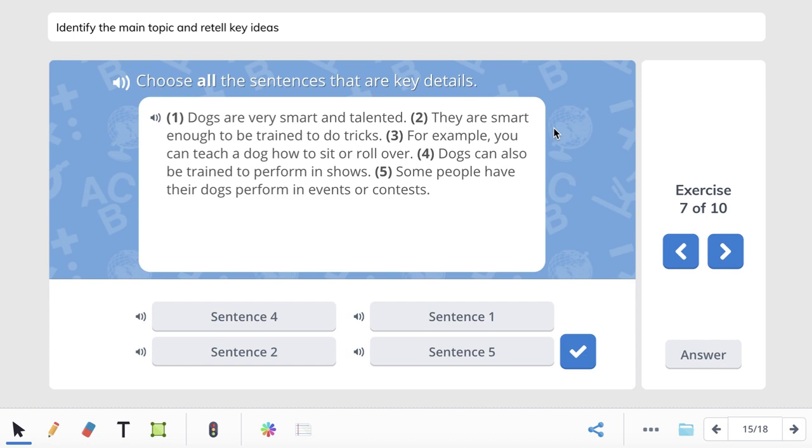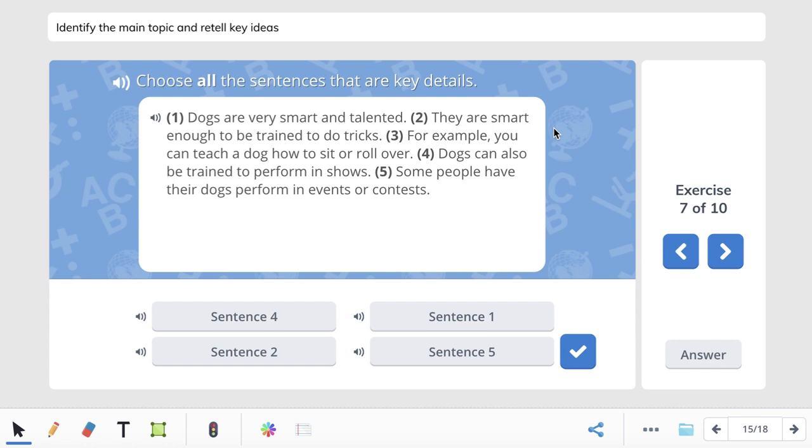First sentence, dogs are very smart and talented. They are smart enough to be trained to do tricks. For example, you can teach a dog how to sit or roll over. Dogs can also be trained to perform in shows. Some people have their dogs perform in events and contests.